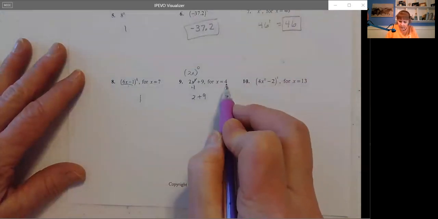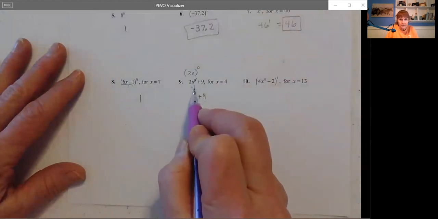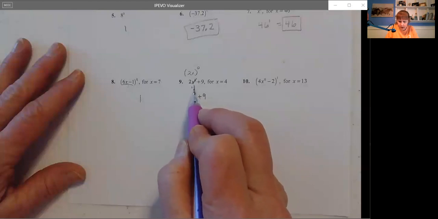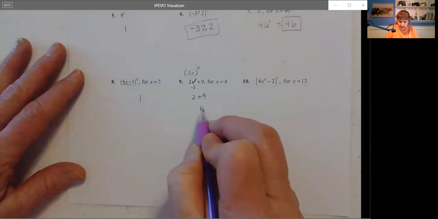And again, they're saying, okay, put in 4. Well, 4 to the 0 is 1. You're going to get a 1 no matter what you put in for the x. 4 to the 0 is 1. 2 times 1 is 2. Then 2 plus 9 is 11.